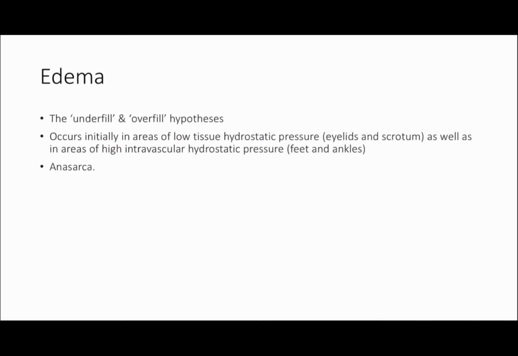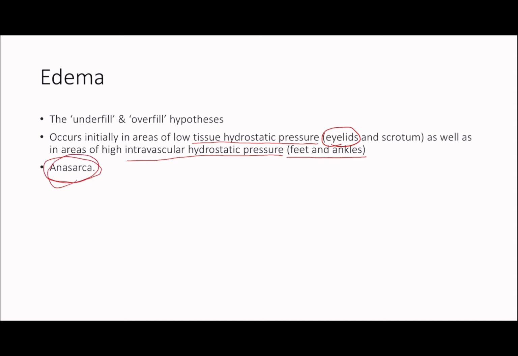The edema occurs initially in loose tissues such as the eyelids, where the tissue hydrostatic pressure is low, as well as in dependent areas such as the feet and ankles, where the intravascular hydrostatic pressure is high. When the edema is generalized and severe, it is called anasarca. Sometimes patients will also have pleural effusions and ascites.